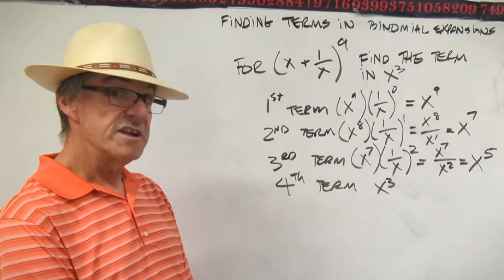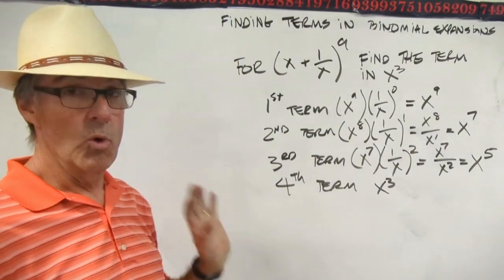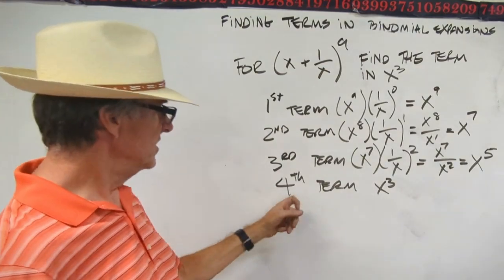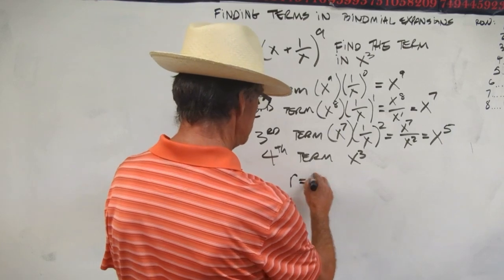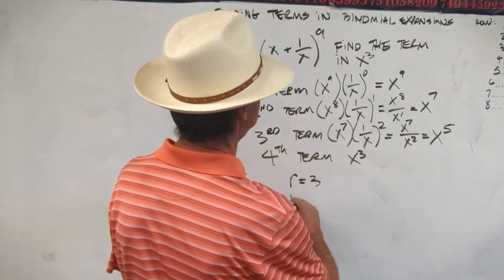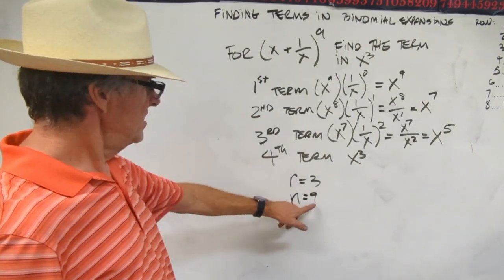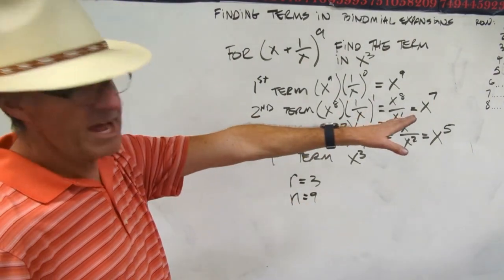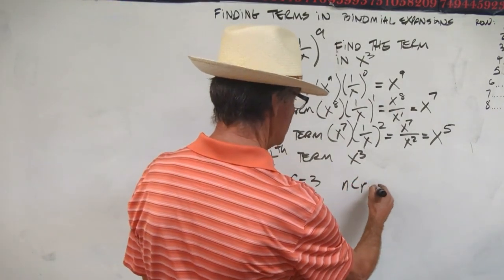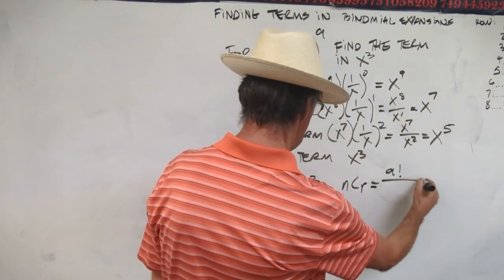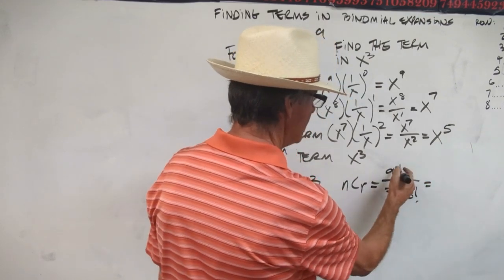Okay? Now, we're not done. We know it's the fourth term. Okay, so that's going to give us what else we need to find the full term. We know it's the fourth term. So what's r? R equals 3, and n equals 9. So what we've got is the 9th row. Okay, we don't even have that on our triangle, so we're going to go ahead and use our formula. nCr equals 9 factorial over 3 factorial times 6 factorial. Do the math on that and come back.